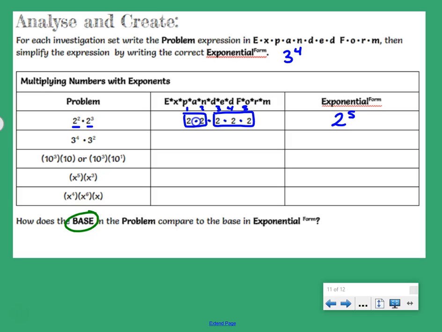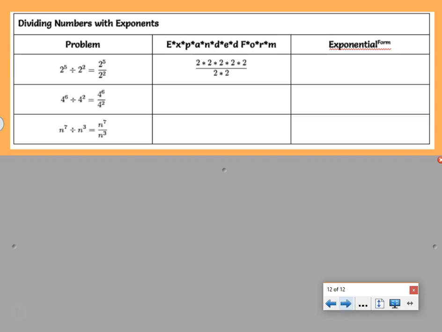How does the base in the problem compare to the base in exponential form? So use the bolded words to help you. So how does the base in the problem compare to the base in the exponential form? So you're going to be comparing those two columns. Finish those two columns and answer the questions below. Now you can pause this while you finish, or you can watch the whole video and then complete each section. However you want to do it. But if you finish this section, then you can resume the video to watch the next section, which is dividing numbers with exponents. So I'm going to help you set this up.